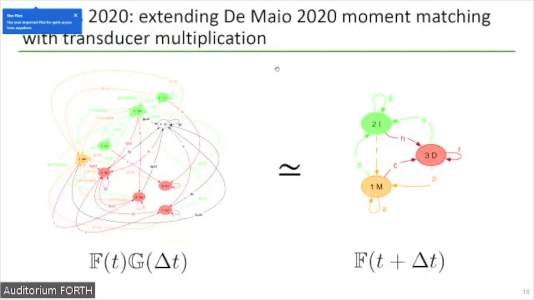We are very excited to build off of this approach by extending this moment matching method with transducer multiplication. To briefly describe what's going on, we can describe a pair HMM that has finite time variables indicated by f of t. We can multiply that by another pair HMM that has infinitesimal time equations, that is, the geometric parameters, and we can map the moments of this much more complicated pair HMM back to the three-state pair HMM that we all know and love by mapping the expected transition usages.